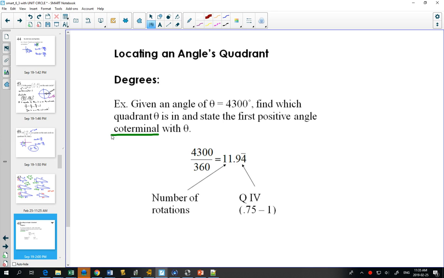Okay, so 4,300. If you had your calculator, if you divided 4,300 degrees by 360, you'd find out that it gives you 11.94 repeated. And that means you do 11 full revolutions and then 0.94 of another revolution. Because every time you go 360 degrees, that's one revolution. Okay?